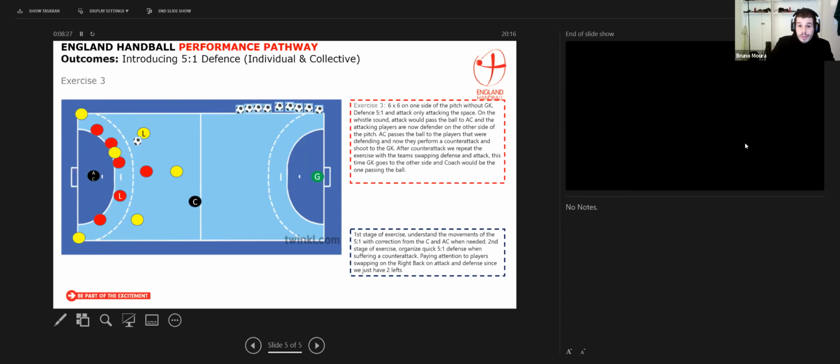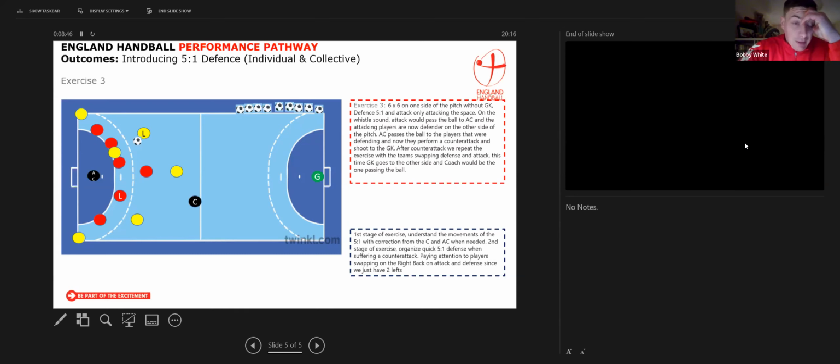Probably I would reduce the number of players and try to do, let's say, a 3 versus 3 in the central area. So they have plenty of space to attack, and they will be more successful.